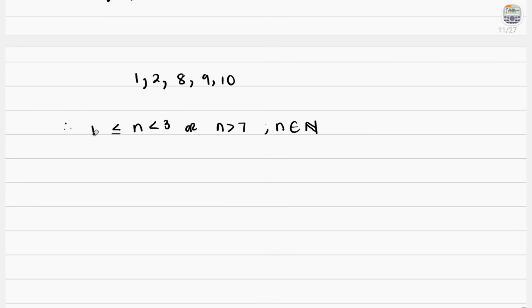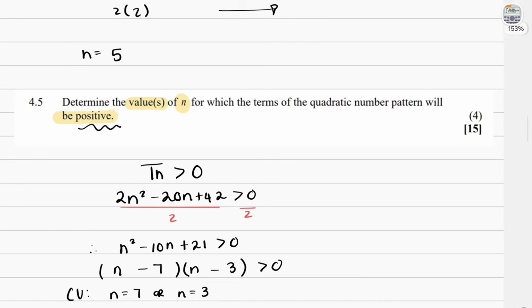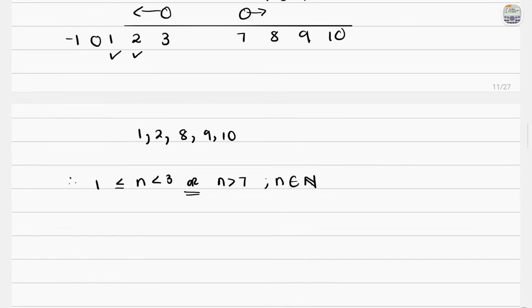n is greater than or equal to 1, but less than 3, or n is greater than 7, where n is an element of the natural numbers. And that is our answer. And that is it for question 4.